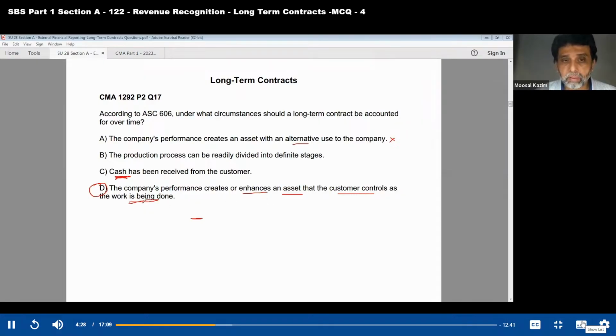When one of those conditions is satisfied, the company can account for it over time. If none of those conditions are satisfied, the company will account for it as point in time, when all the performance is completed. Only then can the company recognize revenue, expense, and profit. Let's go to the next question.